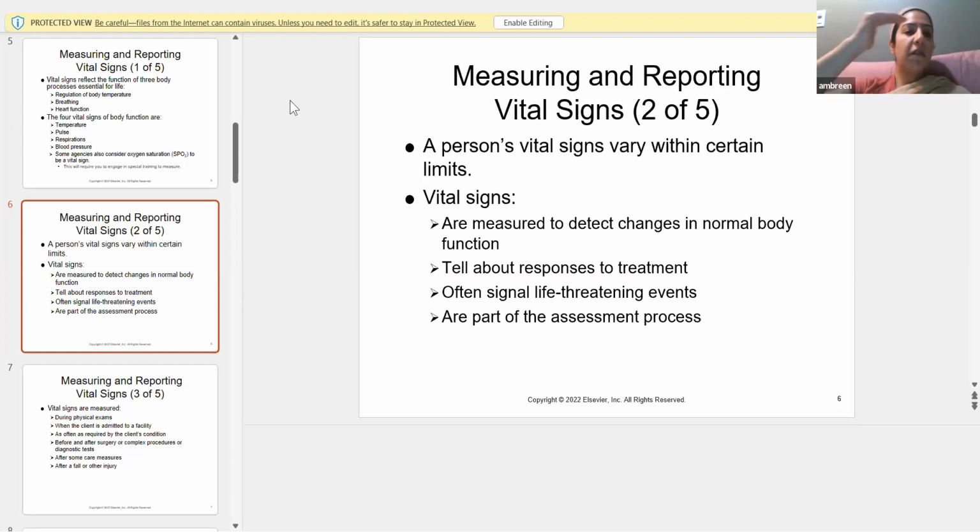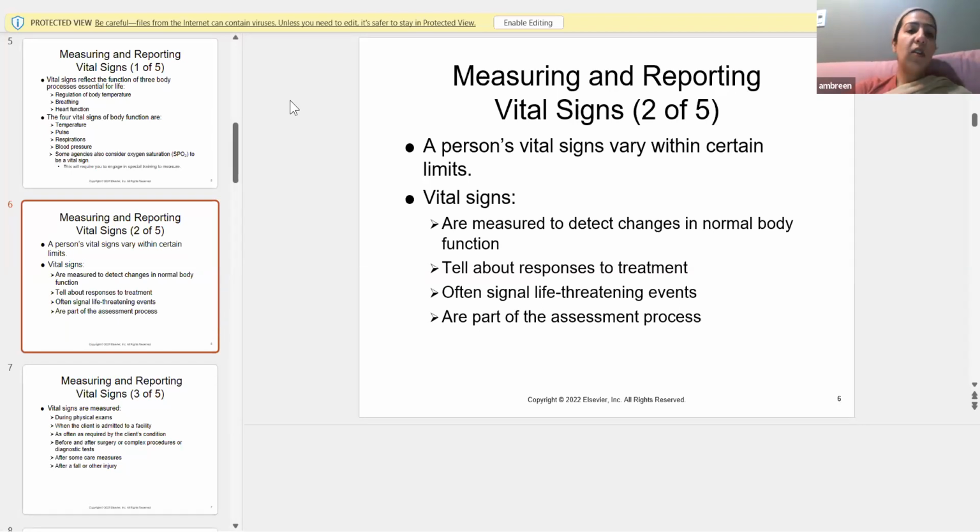And suddenly, if the client reports anything, let's say I'm short of breath, I'm feeling chest tightness, we do the vitals and check. What is the baseline? Because we don't remember, or you might be new to this person, or this person can be new to you, we just look at his previous record and we see, yes, there is a sudden jump or a drop in his baseline, and we report it. Vital signs are measured to detect changes in normal body function, tell about the responses to the treatment, and often signal life-threatening events. They are part of the essential process.